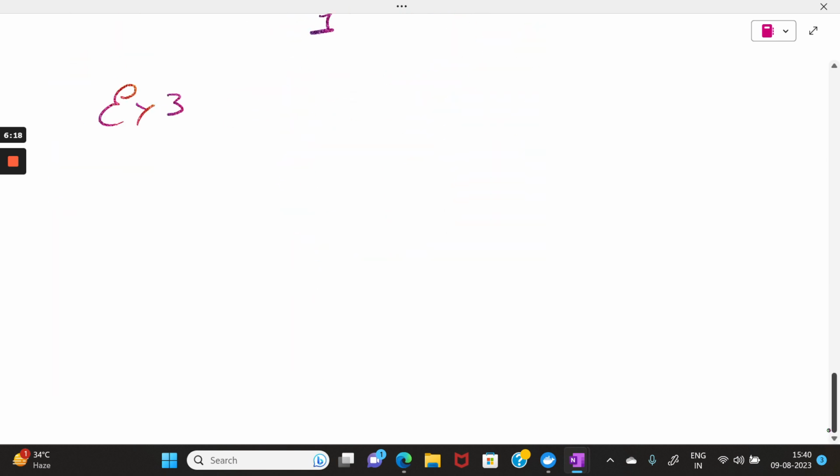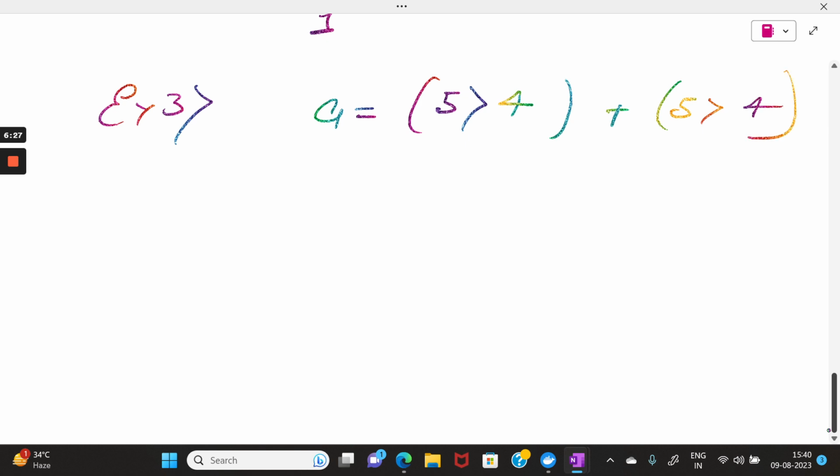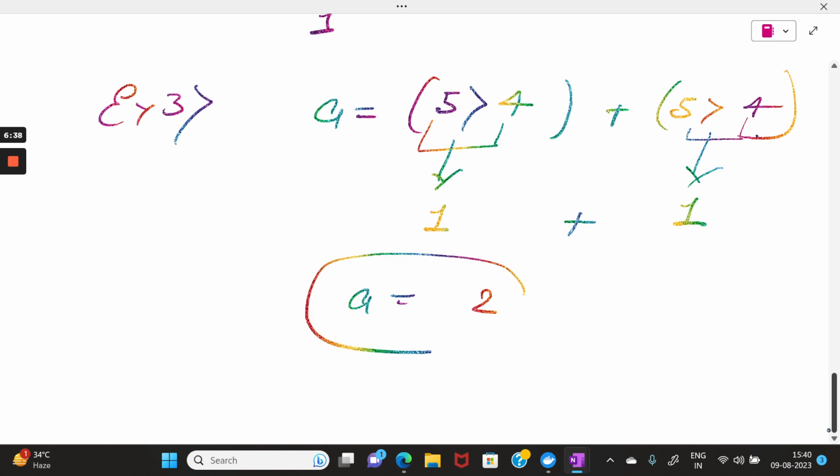Let's see another example. a equal to 5 greater than 4, plus 5 greater than 4. These are relational operators, and each evaluates to true. So the value of a will be 2 from this. You can see here that each part evaluates to Boolean only, but when the Boolean value is converted to integer, true is equivalent to 1. That's how it got the value 2. Don't be confused by that.